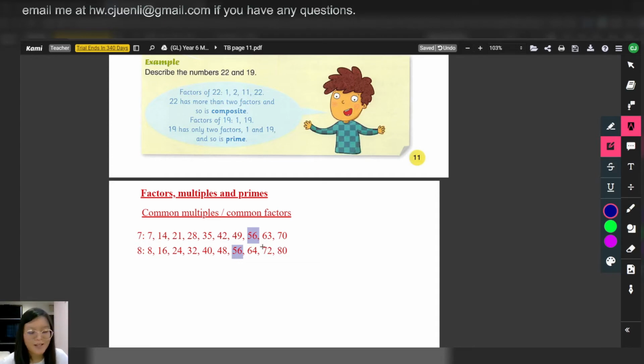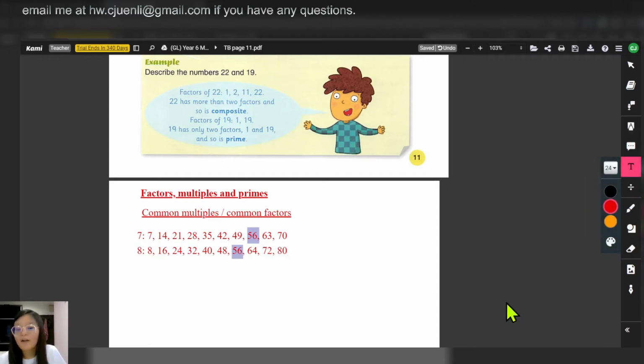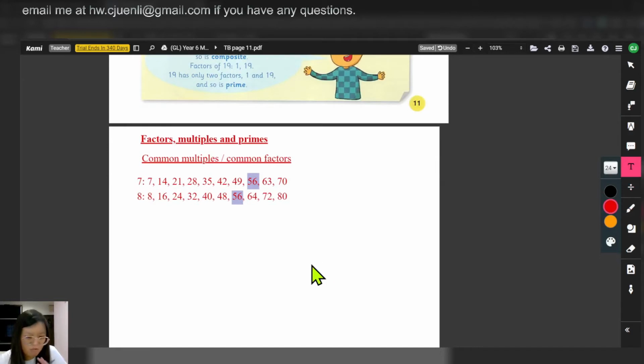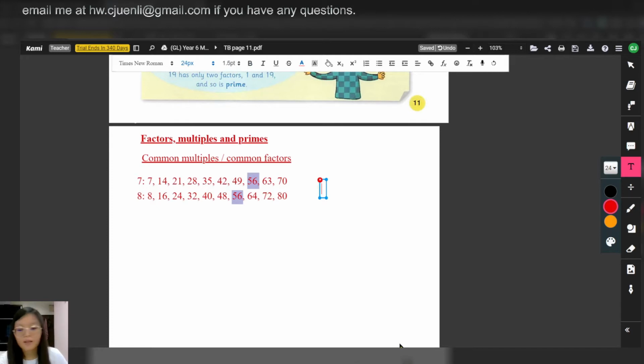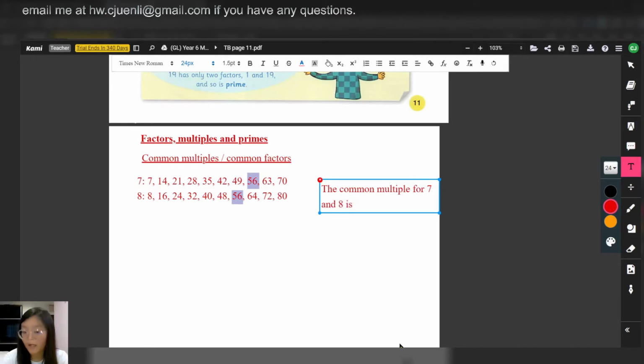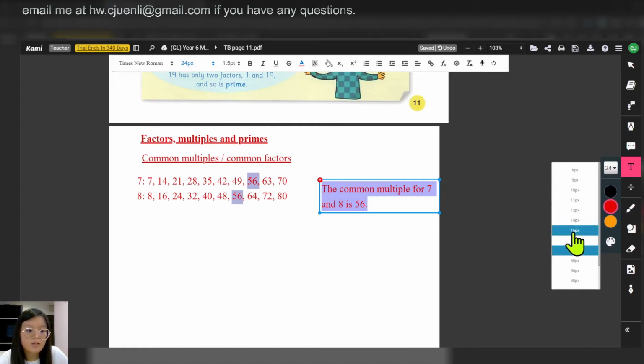After finding out, and once you're really sure about it, you have to write it down right over here. The common multiple for 7 and 8 is, because there's only one number, so we put "is", unless you have more than one, then you have to put "are". English, plural and singular, right? The common multiple is 56. So this would be your answer right over here.